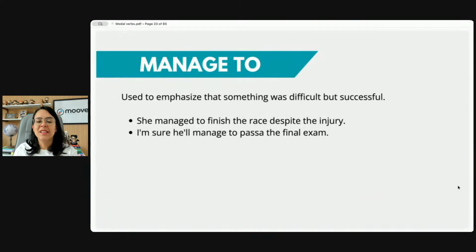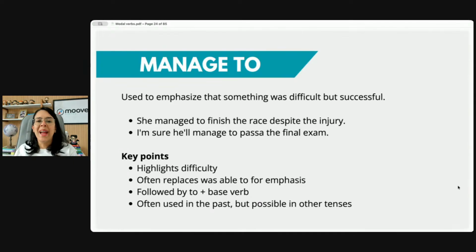And now let's talk about a structure that I hardly ever see Portuguese speakers using, but American people, fluent speakers in general, use a lot. Manage to. So manage to is also used to talk about an ability, but when we use this structure, we are emphasizing that something was difficult. We were able to succeed, but something was difficult. She managed to finish the race despite the injury. I'm sure he'll manage to pass the final exam. So manage to always highlights the difficulty.